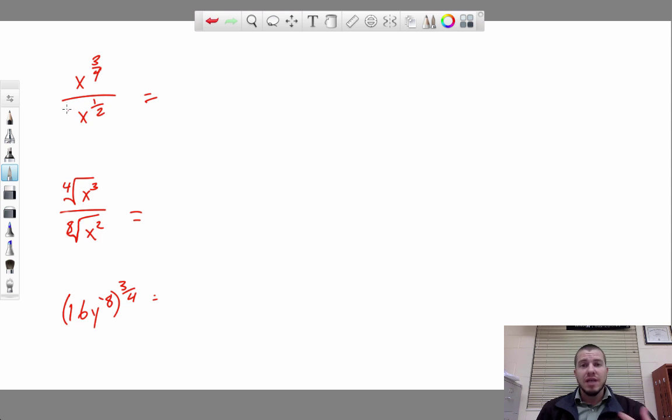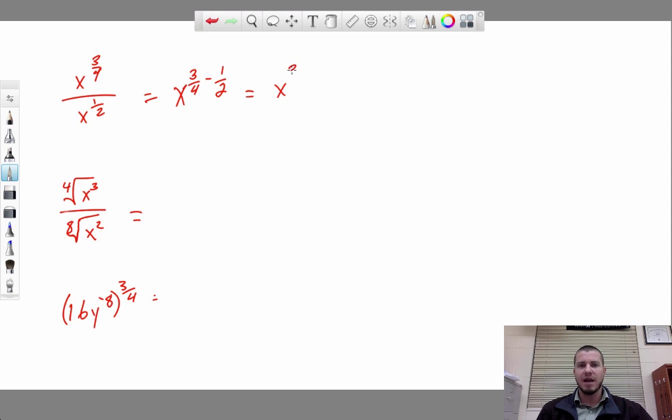These next three have to do with those exponent rules as well. These bases are the same, they're both x, so what I do with the exponents when I'm dividing is subtract. So I have x raised to the 3/4 minus 1/2. And to add or subtract fractions, I need that common denominator like I was saying before.